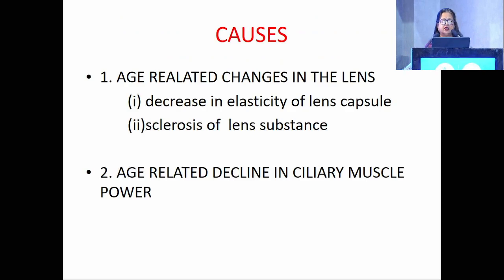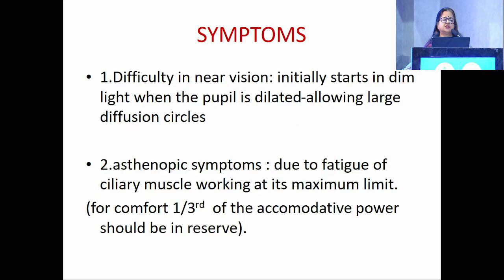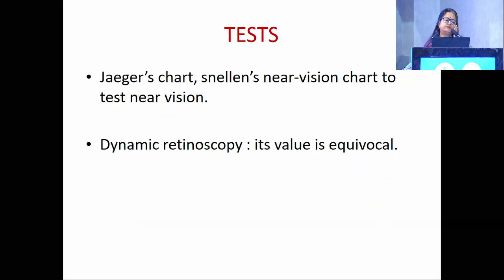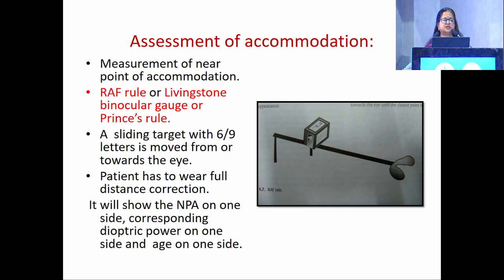Age-related changes in the lens include a decrease in the elasticity of the lens capsule and sclerosis of the lens substance, along with an age-related decline in ciliary muscle power. Difficulty occurs in near vision. It initially starts in dim light, when the pupil is dilated, allowing large diffusion circles. There are asthenopic symptoms due to fatigue of the ciliary muscles working at their maximum limit. So these are the various tests, and accommodation assessment can be done by the RAF rule.